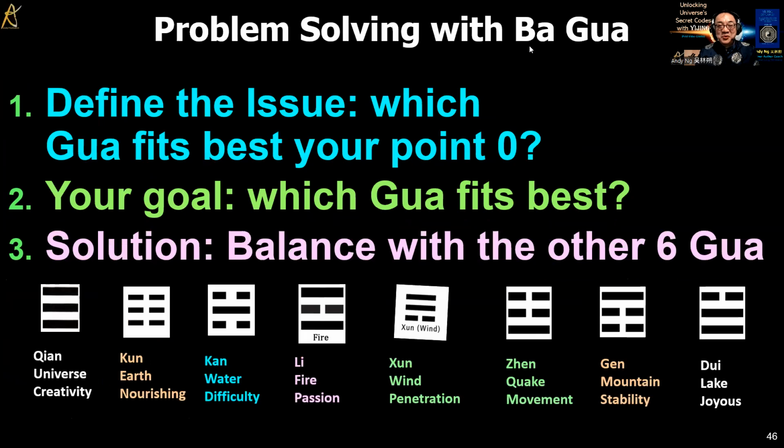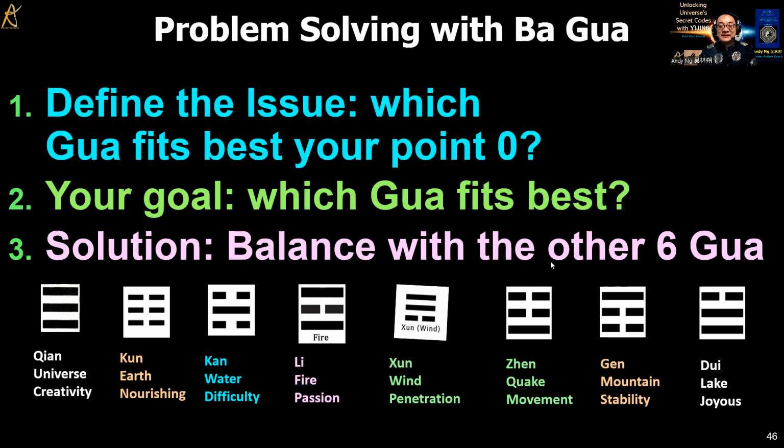So how do you do this thing called problem solving using Yijing Bagua? That means the 8 trigrams. There are 3 steps. First, you need to define your issue and select one of the 8 trigrams, which trigram or which gua fits best your current point 0. After that, you need to have a goal. So which gua will suit best your goal? And the solution is you need to balance with the other 6 gua.